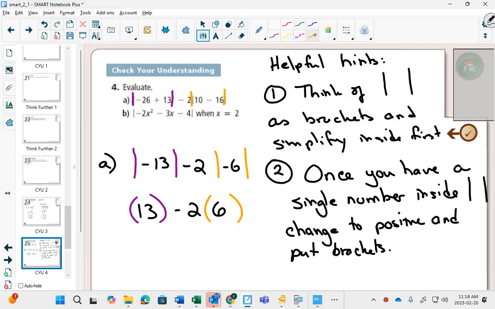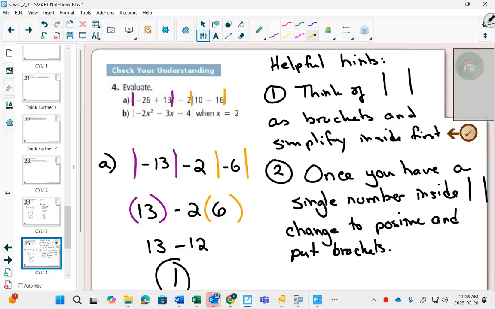So now I don't need the brackets here, so minus 2 times 6 is going to be minus 12. And then 13 minus 12 is 1. There's my final answer. None of the math was super hard, but it's super easy to get confused where you are.